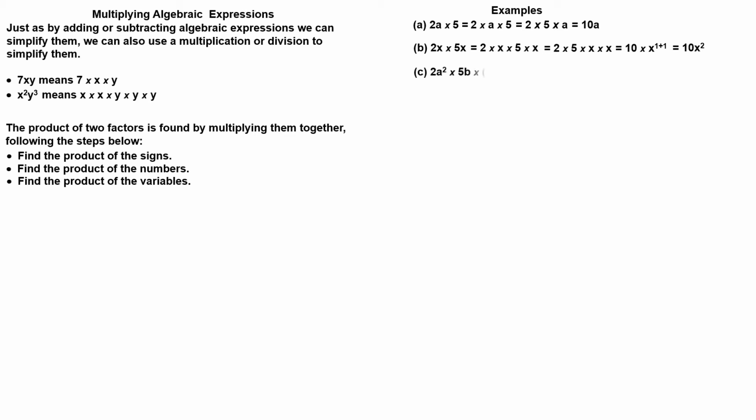Look at this algebraic expression. Insert the missing times signs. Find the product of the signs first. Multiply the numbers. Then the variables and add like powers. Write in simplest form.